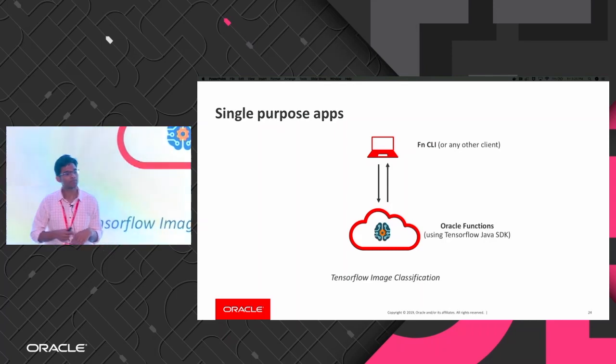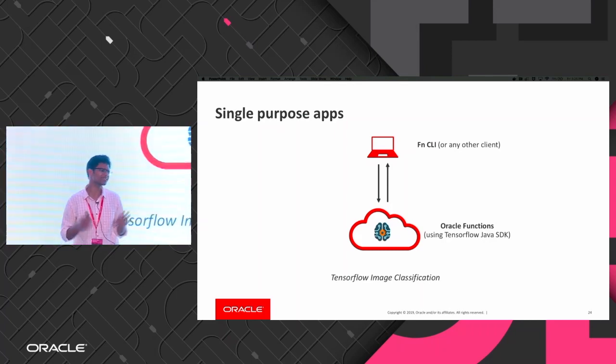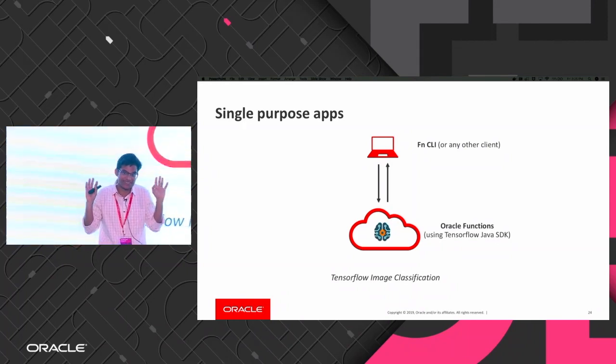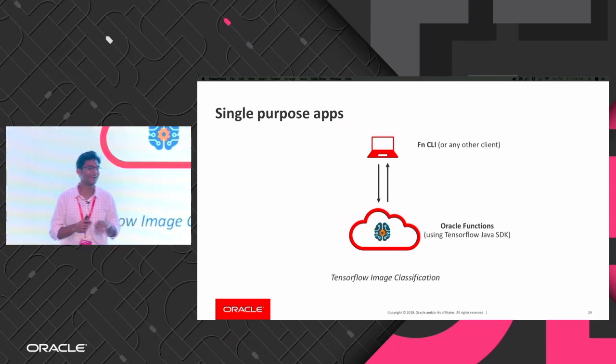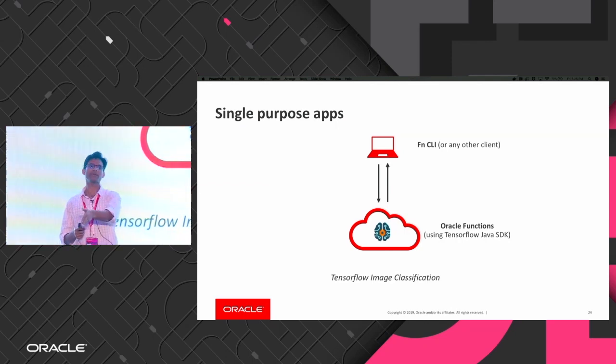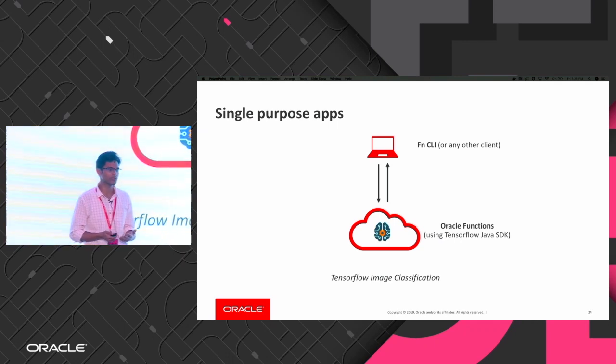An example which I'll show you is a very simple one. It's a function which uses a TensorFlow Java SDK. I'm not an ML expert, I use a bunch of libraries, just to let you know. It just uses a TensorFlow Java SDK, and if you throw an image at it, it's going to come back and tell you, hey, this is what I think it is, and with this much confidence in percentage. I'll show you this demo in a while, but this is just an example of a very simple single purpose app which you can probably start with when you're beginning to work with functions or serverless platforms.